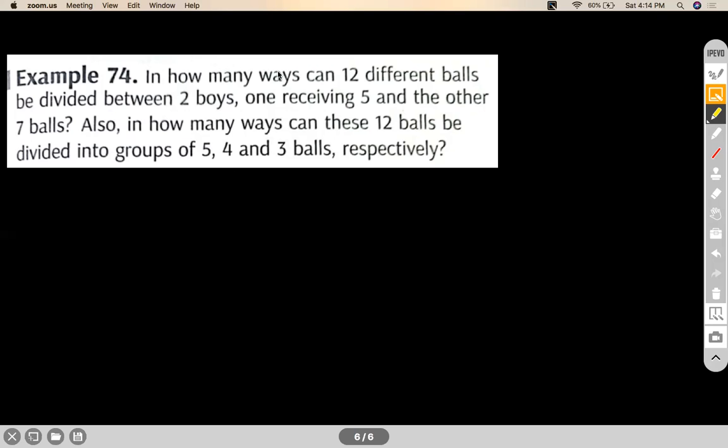Okay. How many ways can 12 different balls be divided between 2 boys, one receiving 5 and the other receiving 7?